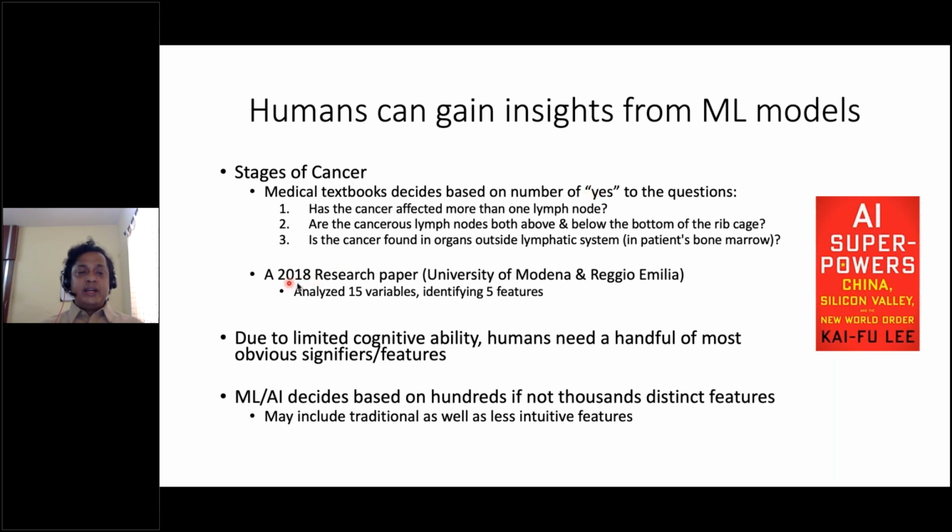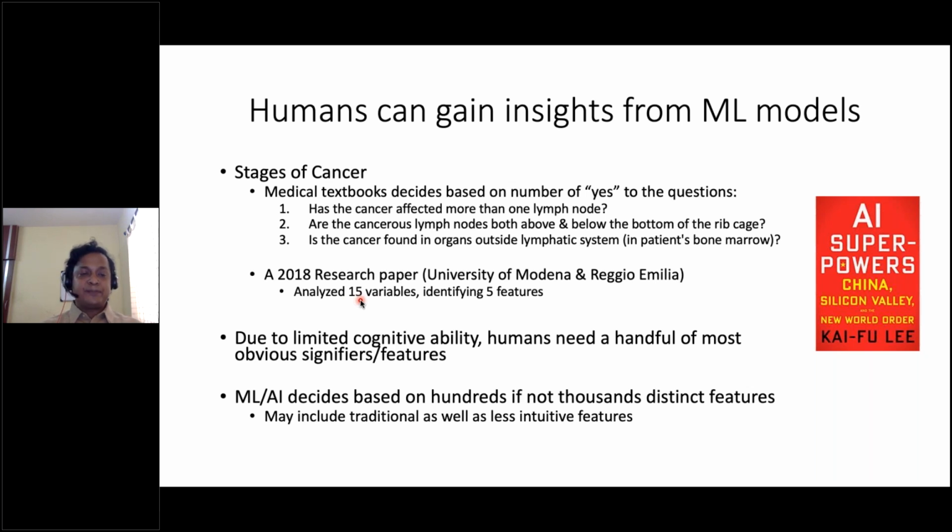Now, in the year 2018, the year in which this book was written, there was a research paper where the researchers analyzed and identified at least 15 variables which were contributing to identifying the severity of the cancer. So the human approach, the medical textbook approach, is based on 3 parameters, and the research or data science approach is based on 15 variables.